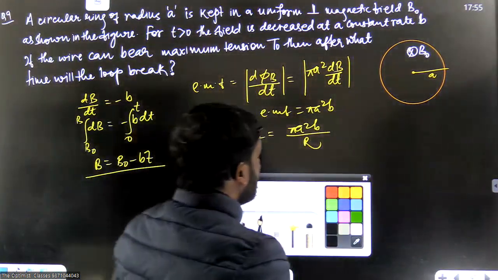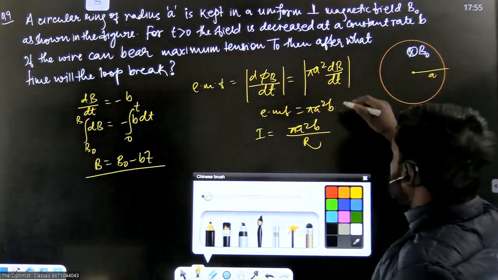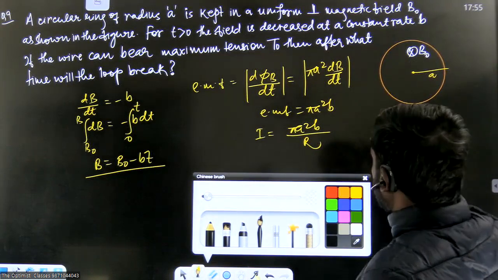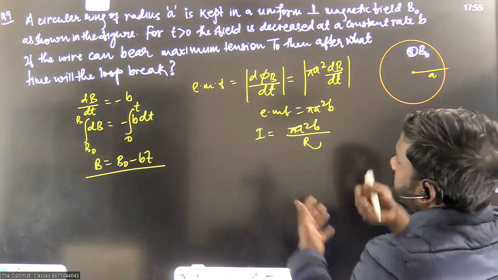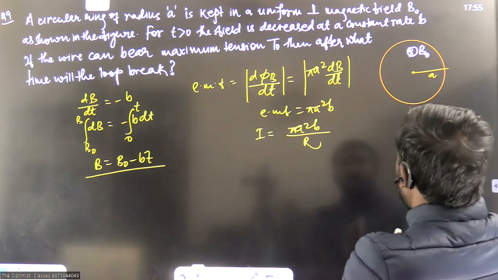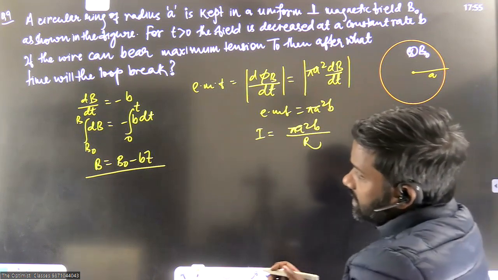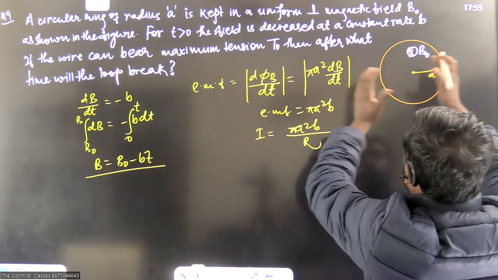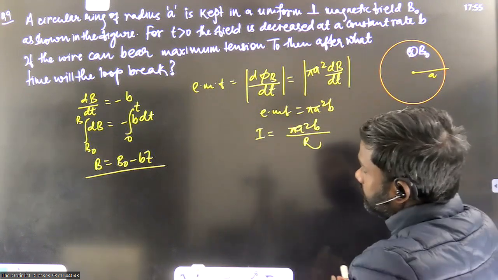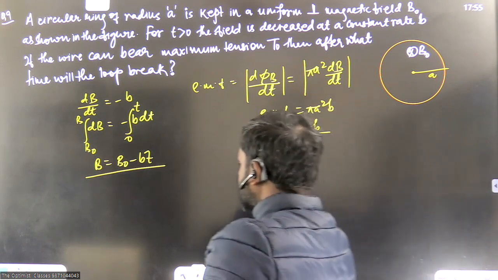see what will actually happen here. Here the magnetic field is decreasing, so flux is decreasing. So according to Lenz's law, the induced current will try to increase the flux. That can happen if the area of the loop increases. The magnetic field is decreasing, so flux can be increased by increasing the area. So this loop will try to expand, because of which some tension will develop. So let's calculate tension.